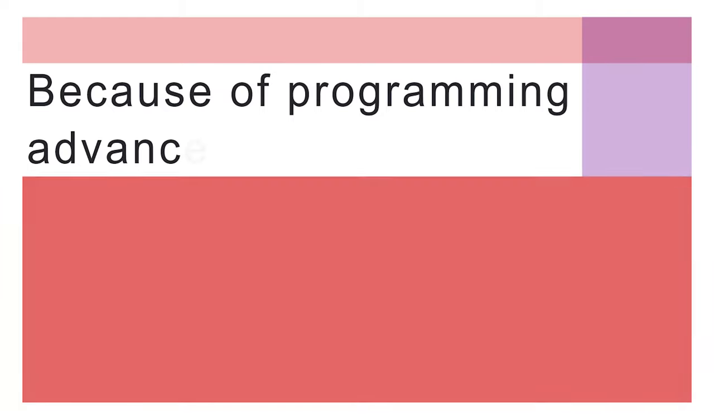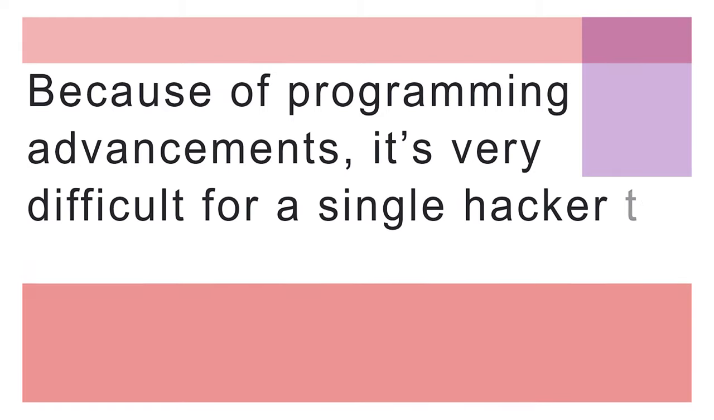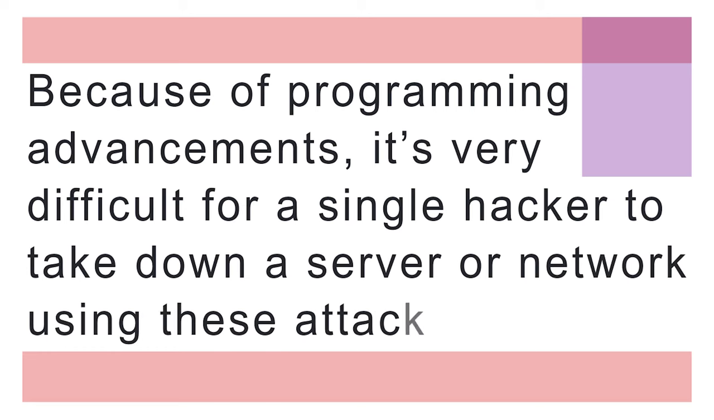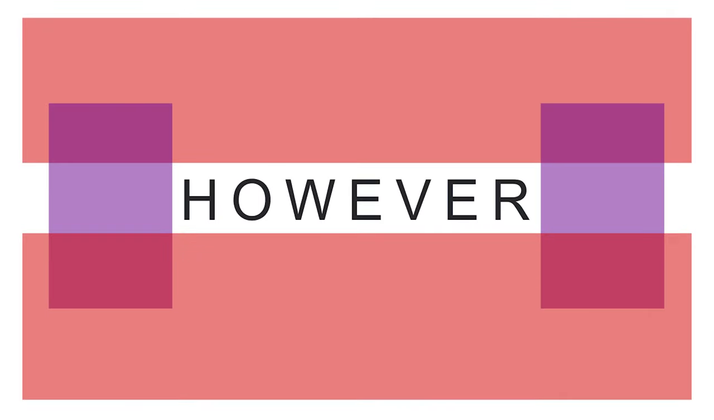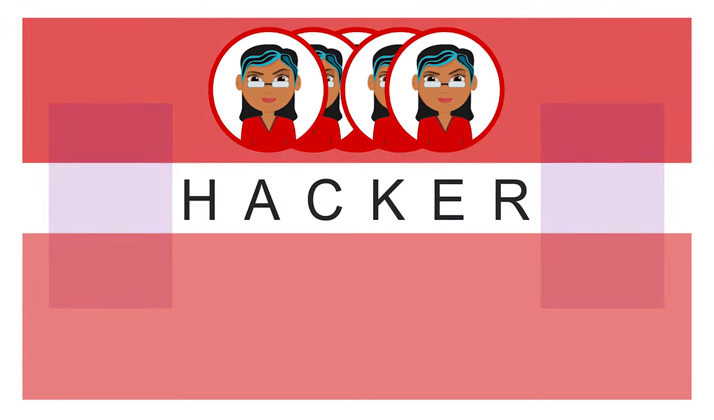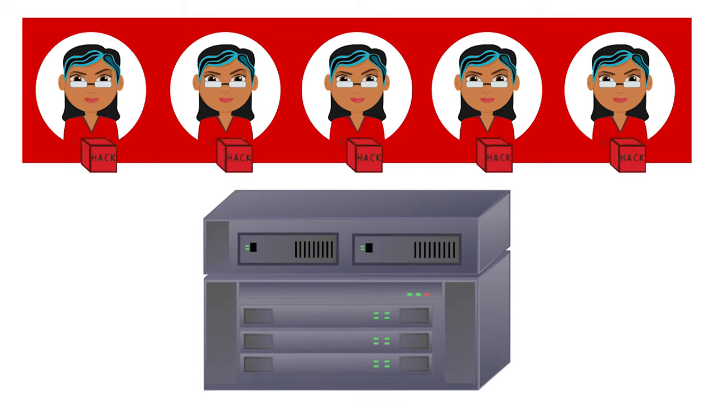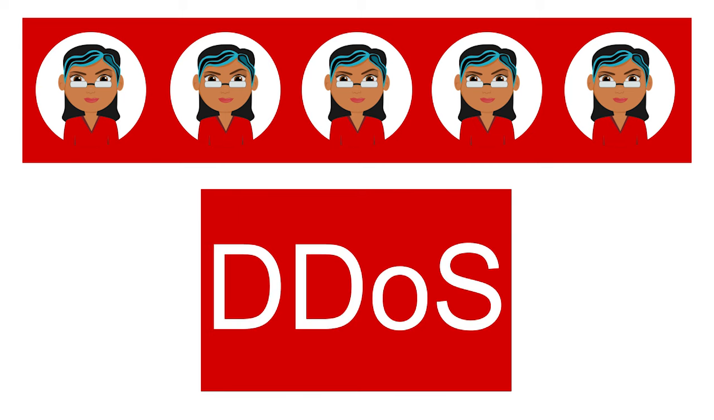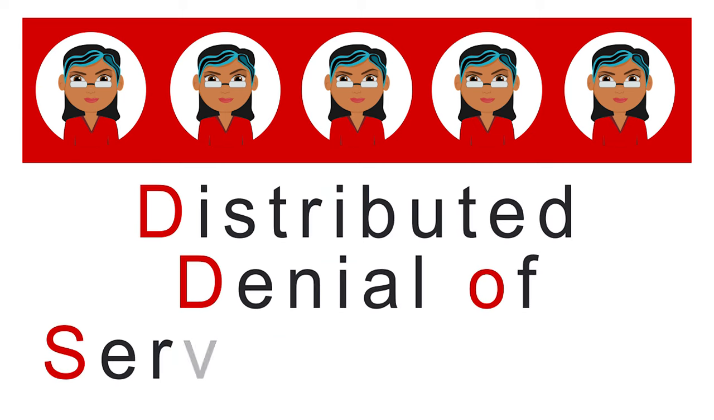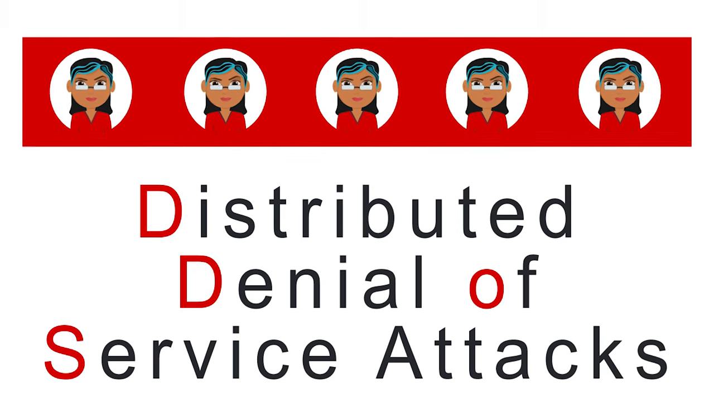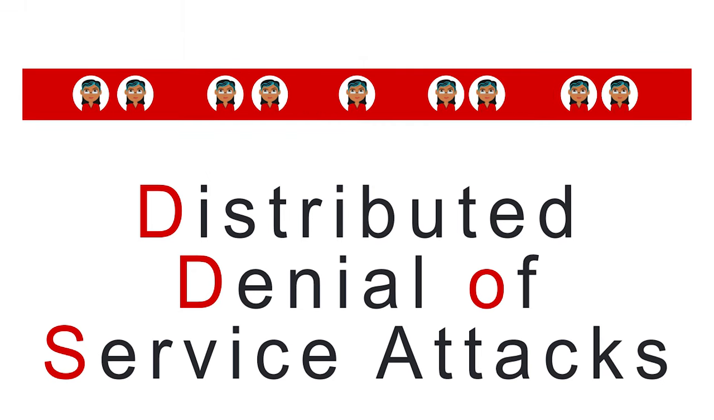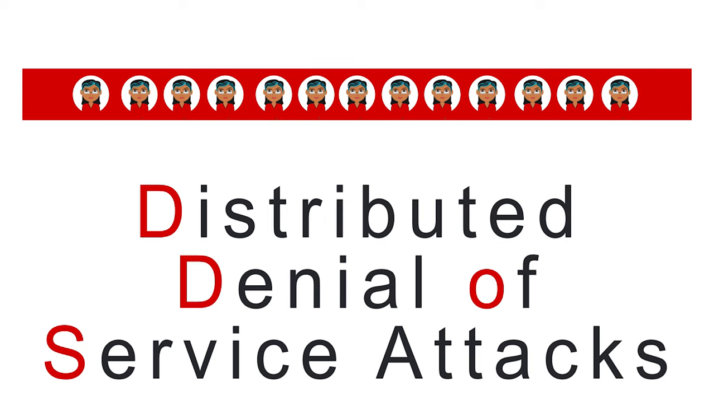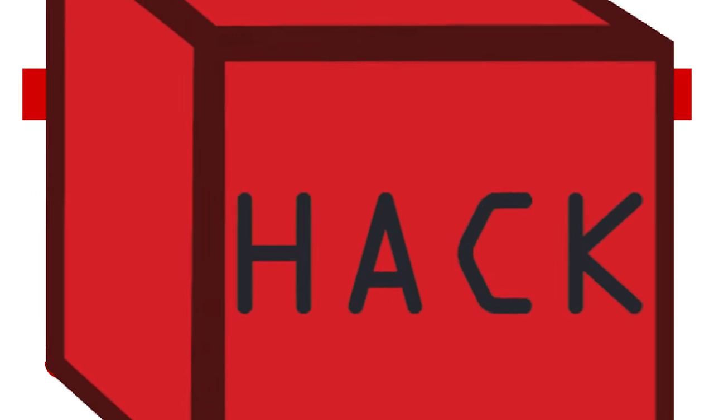Because of programming advancements, it's very difficult for a single hacker to take down a server or network using these attack methods. However, as programmers address known vulnerabilities, hackers, ever innovative, continue to evolve and find new techniques to attack servers. DOS attacks have evolved into DDoS attacks, or distributed denial of service attacks. Distributed means the attacks are spread out over several, perhaps thousands, of computers instead of launching from a single computer. But that is a topic for another day.